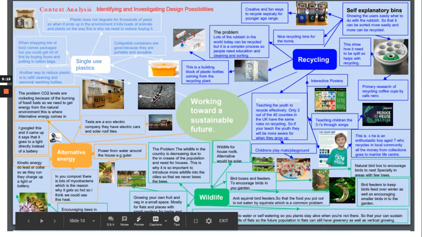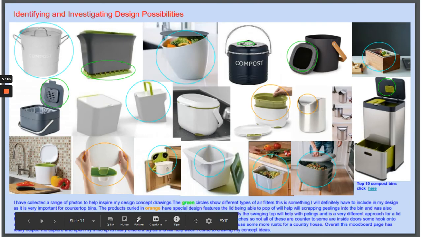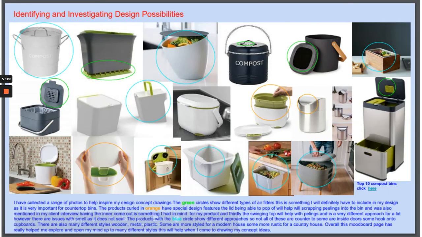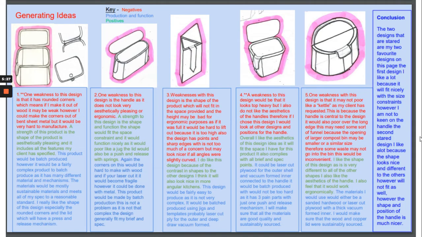You then take it on to looking at existing products and possibilities and evaluating them, so you're analysing them and evaluating them. Starting your own design sketches and analysing those too. You can see there's an awful lot of written work in there. The sketches aren't too difficult. They're well enough presented, but they are very well analysed, and they've got the negatives and the positives highlighted.